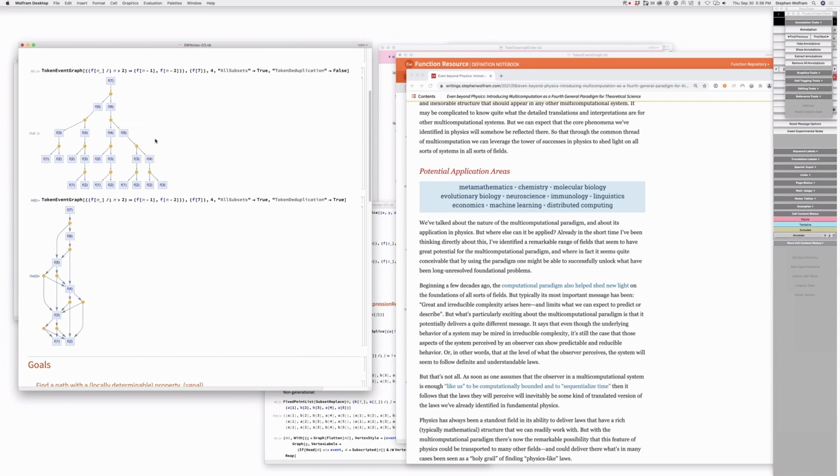So reference frames here are defined as foliations of this graph, of this multi-way graph. A foliation is something where you're making an equivalence class and you're saying, those all correspond to the things I'm sampling at this particular time. Does that make sense?